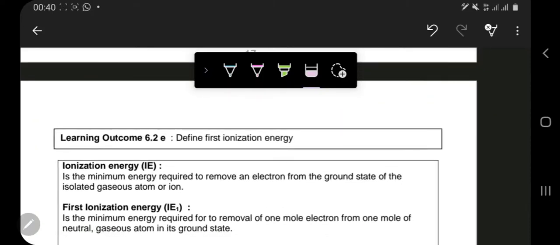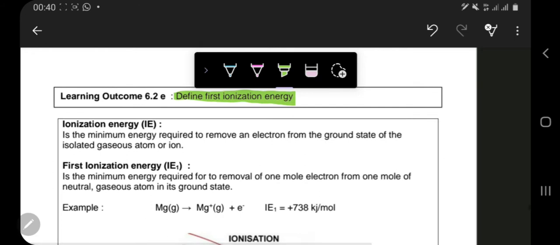Okay, we start with learning outcomes. 6.2e, define first ionization energy. So what is meant by ionization energy?